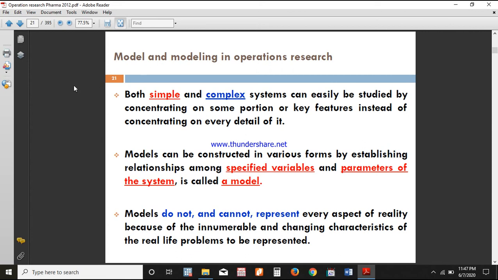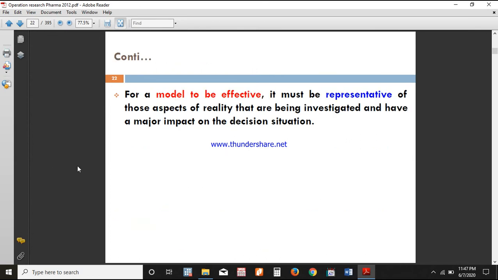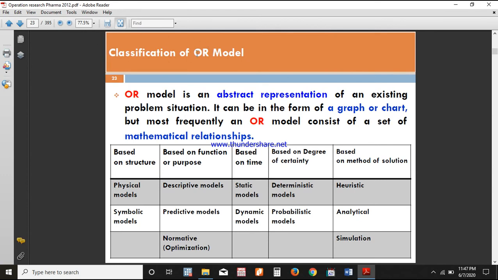Therefore, finally, we are going to see the model and modeling in operations research. Normally, we know that a model is an abstract of reality. A model can be either simple or complex based on the situations involved. Normally, every aspect of reality cannot be represented by a model. Therefore, for a model to be effective, it should be representative. Therefore, when we come to the classifications in operations research, these are the five basic classifications.